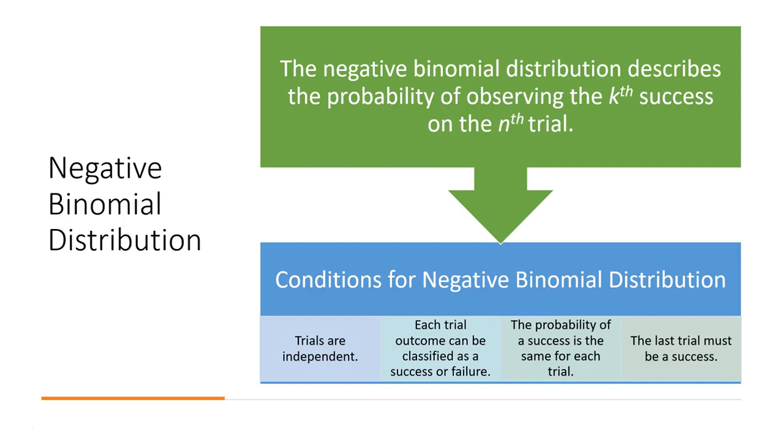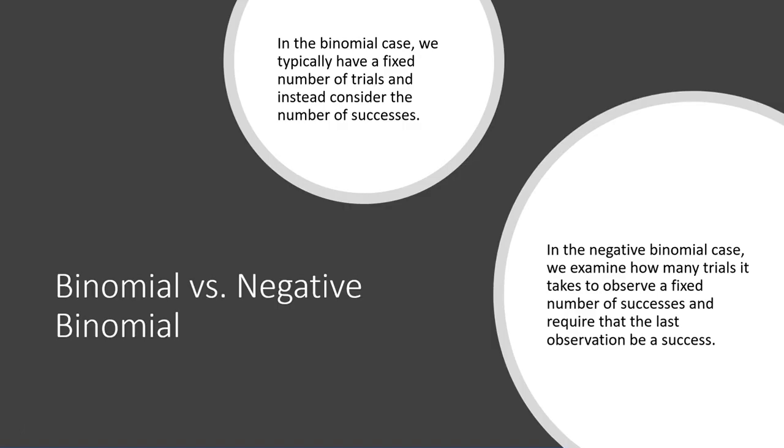So what we're really looking at with a negative binomial distribution is how many observations will give us that kth success, or however many successes we're looking for, on that very last trial. And when we compare regular binomial versus negative binomial, in the binomial case, we have a fixed number of trials that we're looking at. But in negative binomial, we're looking at how many trials it takes to get a specific number of successes.